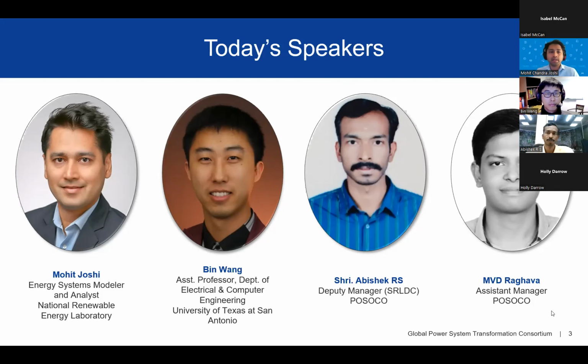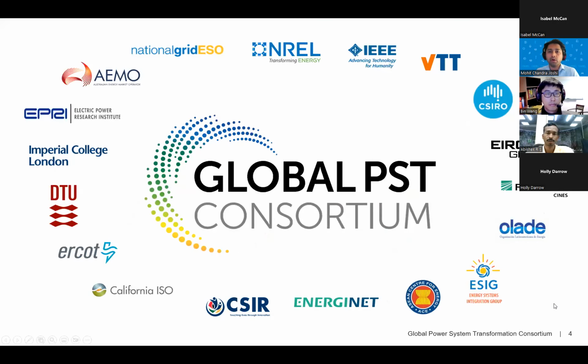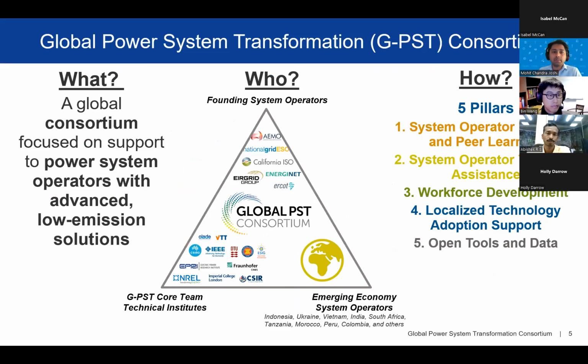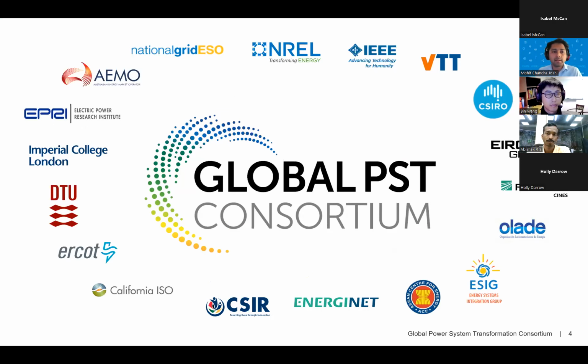Before handing over to the presenters, I will just give you all an overview of the G-PST Consortium. It's a consortium of different system operators around the world and also leading technical institutions. As you mentioned here, it's a consortium of various system operators from, sorry, can you just go back to the previous slide? It's a consortium which is represented by various system operators like National Grid, AMO, ERCOT, California ISO, and also leading technical institutions like NREL, IEEE, ASIC, and all of them which are mentioned in this slide. Next slide.